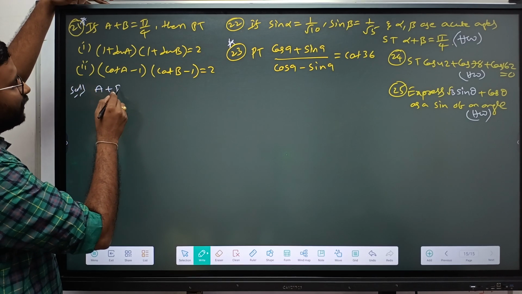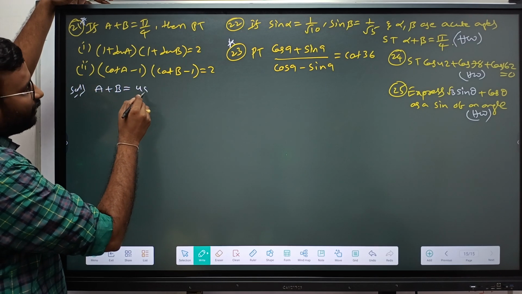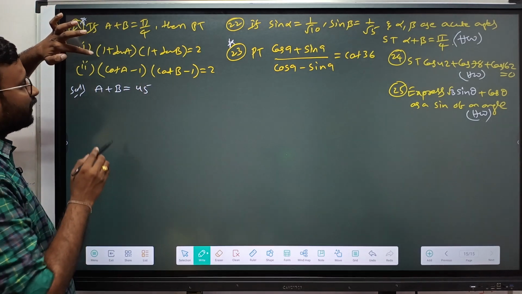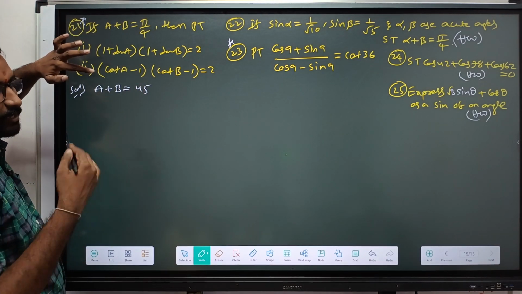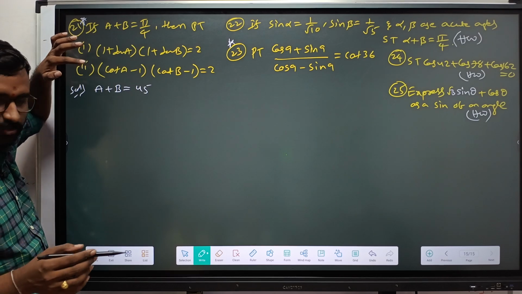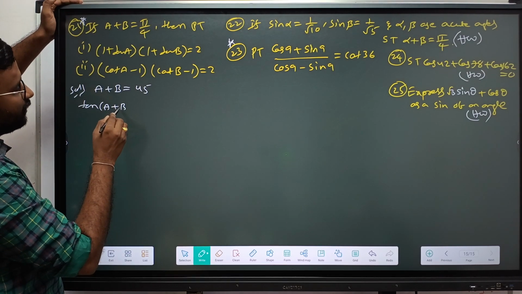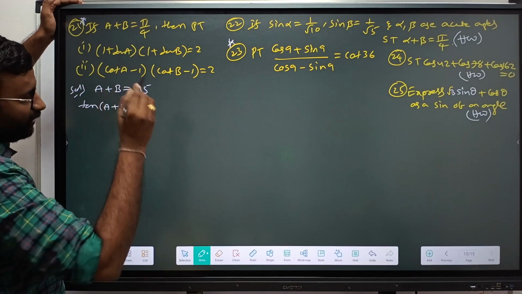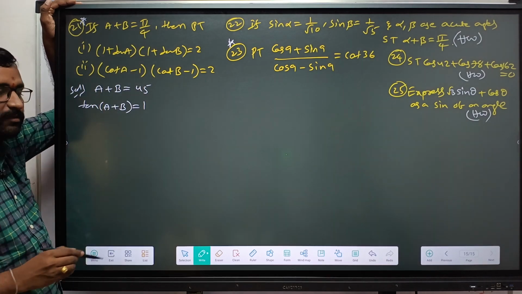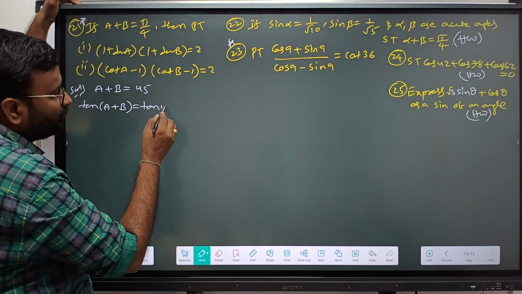A plus B is equal to 45 or pi by 4. For this one, apply tan on both sides. For this one, apply cot on both sides. You will get the solution. So, tan of A plus B is equal to tan 45. What is tan 45? 1. Or write one for tan 45, your wish.